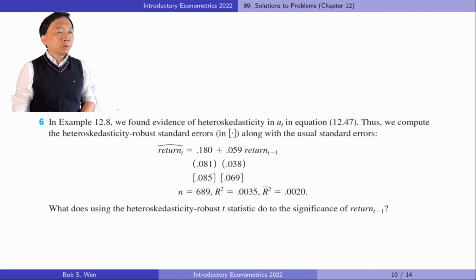Let's find answers to problem 6. In example 12.8, we found evidence of heteroscedasticity in equation 12.47. Thus, we compute the heteroscedasticity robust standard errors along with the usual standard errors. What does using the heteroscedasticity robust t-statistic do to the significance of return in time t-1?